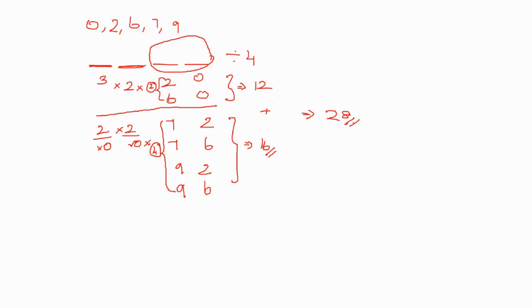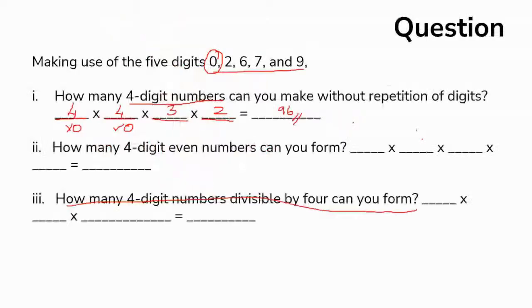That means 28 such numbers are possible such that the given number is divisible by 4. So the answer for this is 28, and for the previous one it is 60. Hope you guys don't have any doubts in this. Moving on to the next one.